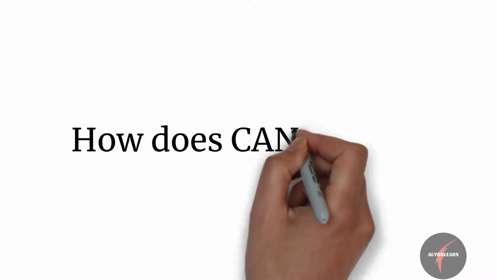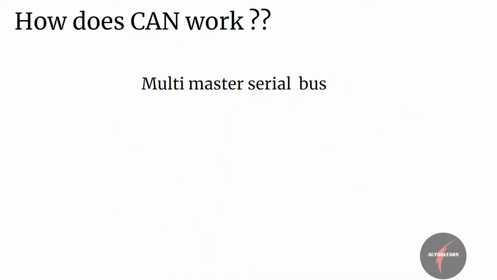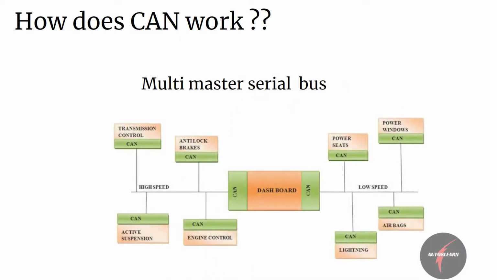How does this CAN work? CAN is a multi-master serial bus, meaning there has to be two or more ECUs connected on the network to have a CAN serial communication.